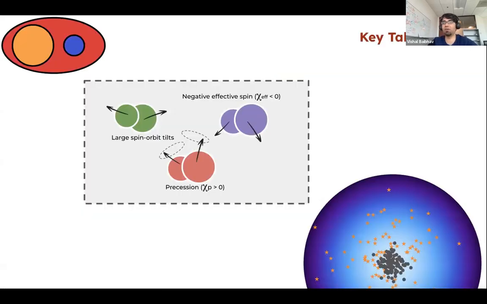And one major key takeaway from the last 12 minutes is that dynamical environments, or binaries that come from clusters, do not have a monopoly over highly misaligned sources. So if LIGO sees a binary which is heavily precessing, or where chi effective is negative, or where spin tilts are huge, these can also come from the field channel as well. So that's all I have. Thank you.